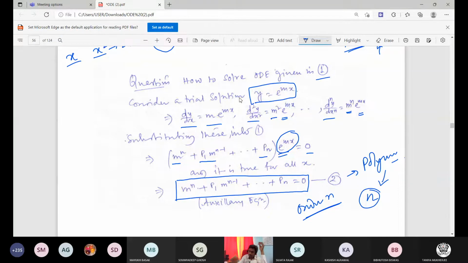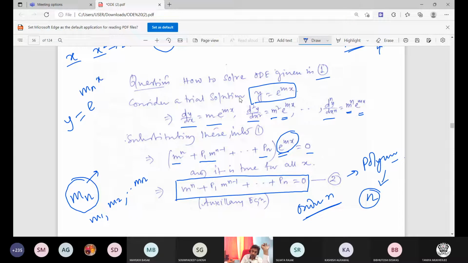Okay, so it ensures always that you will have n different roots. Let's say m1, m2, and so on, mn. So you can always expect n number of roots out of it, and each of them, m1, m2, up to mn, corresponds to one solution. That means you can always expect exactly n roots, e to the power mnx, and this range will be up to the order of the differential equation.